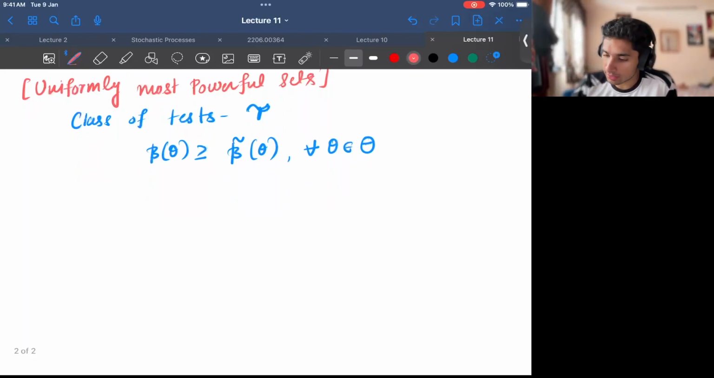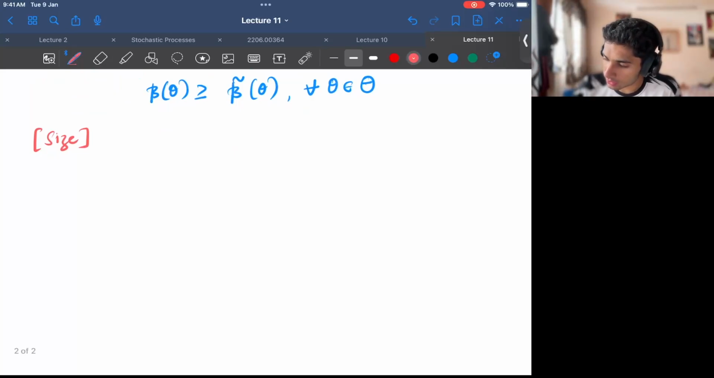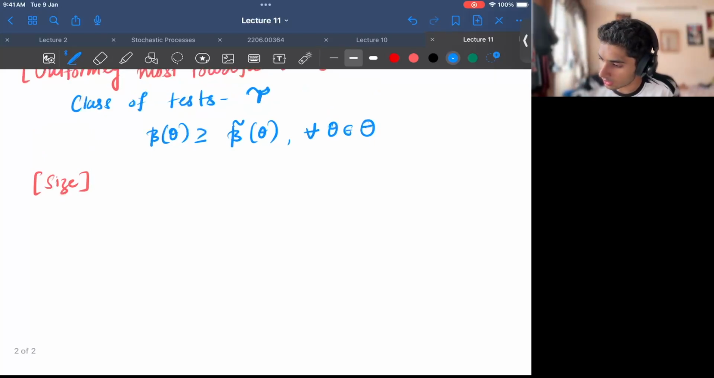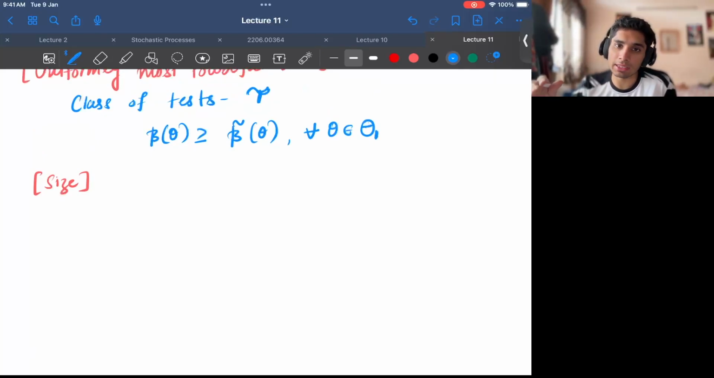Then there is the definition of size. So what is size? The size of a hypothesis test is basically the probability of incorrectly rejecting the null hypothesis. Maybe I should write here theta one. So theta one is like your alternate hypothesis.